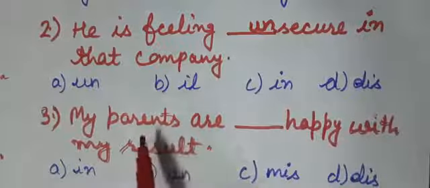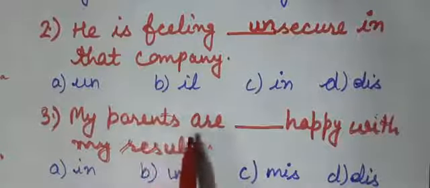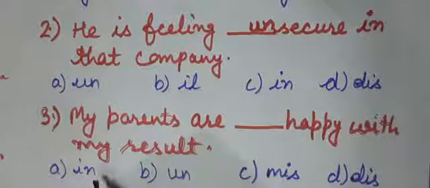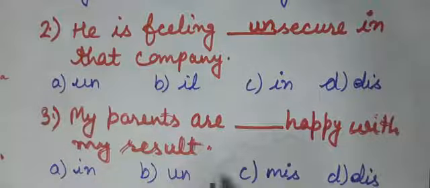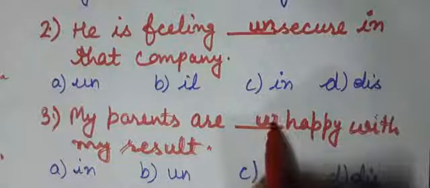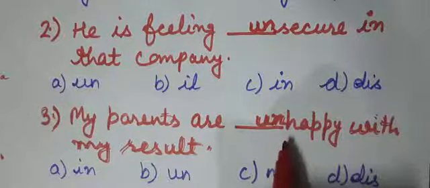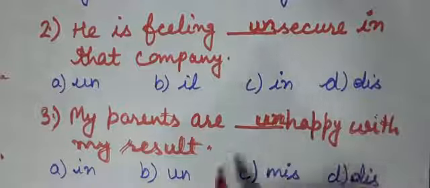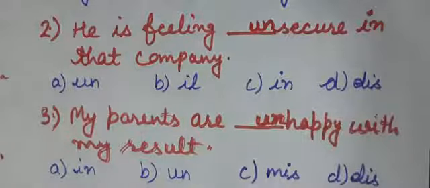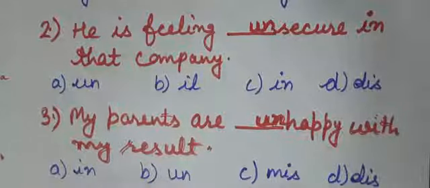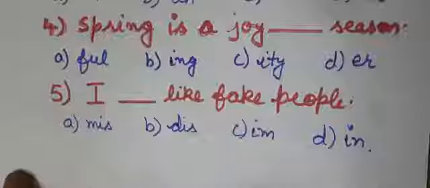Now let's come to the third sentence. My parents are dash with my result. First we can see unhappy. Unhappy is a word, yes. So un will come over here, and it will make a new word by adding the prefix un. Unhappy with my result. So I hope you understood these sentences. Now let's continue with more sentences.